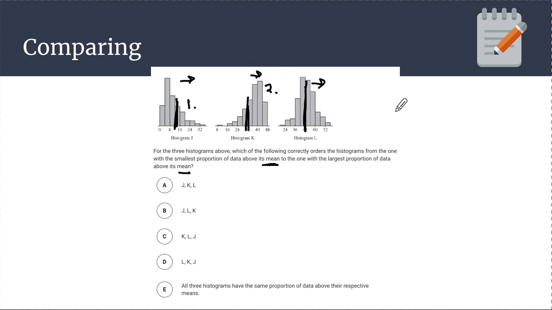So, I want to back up, not 2. 3 is going to have the biggest proportion of data above the mean. Notice the towers are bigger there. The bars are bigger compared to over here above the mean. And then our roughly symmetric one seems like it's kind of 50-50 above below the mean. So I think that's going to be our order then. J, L, K. Looks like it's going to be our order here. J, L, K, which will put our answer as B.